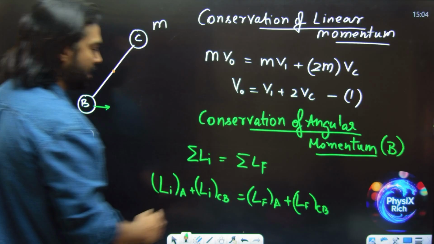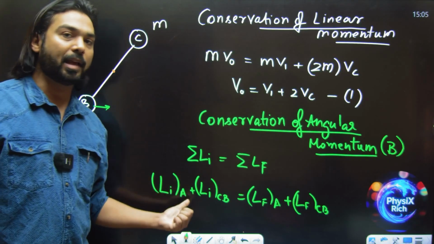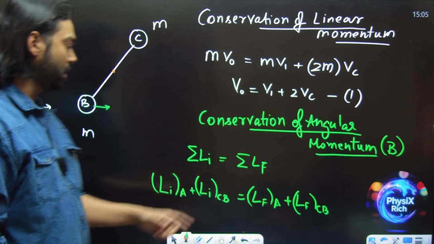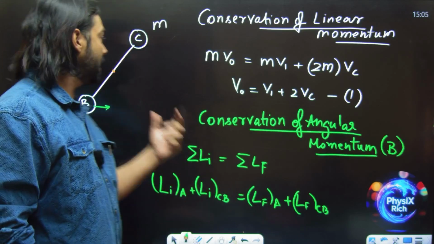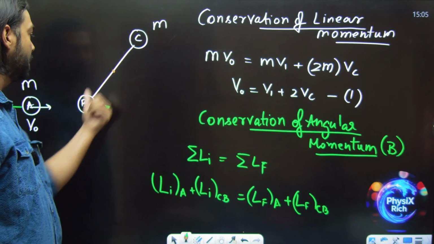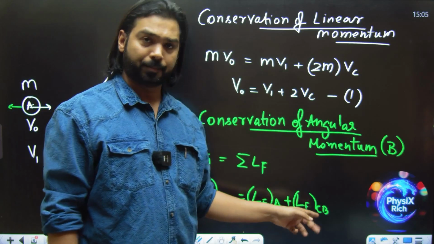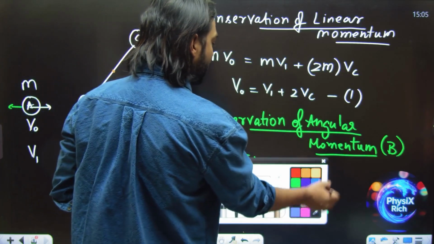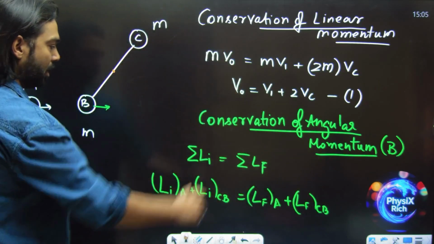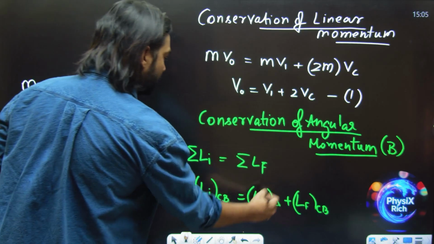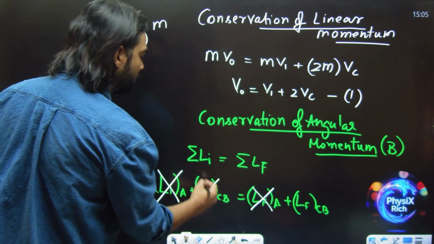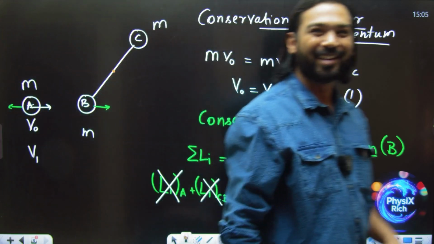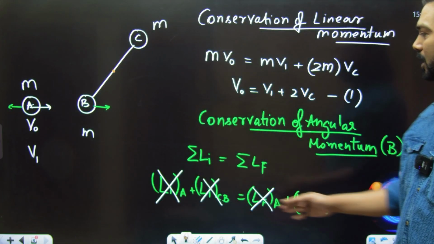I hope you are able to understand what I'm writing. Li means the initial angular momentum of A. Okay. LF means the final angular momentum of A. LiCB means the initial angular momentum of the CB system. And LF is the final angular momentum of the CB system. Now, what I'm trying to tell you guys is that three of these are zero. This is zero. This is zero. And guess what? This is not moving. So this is also zero. Okay. You understand? So these three terms are zero.